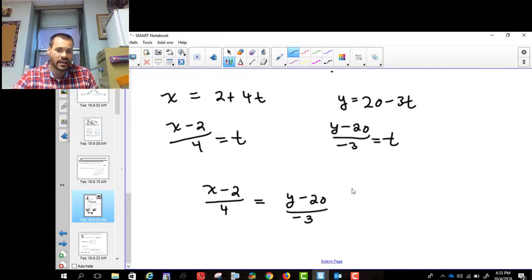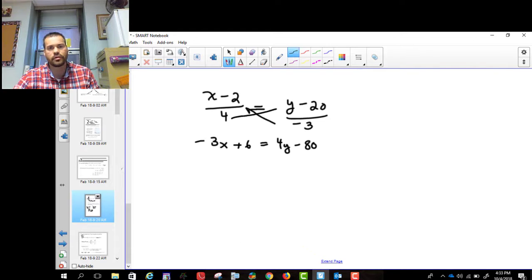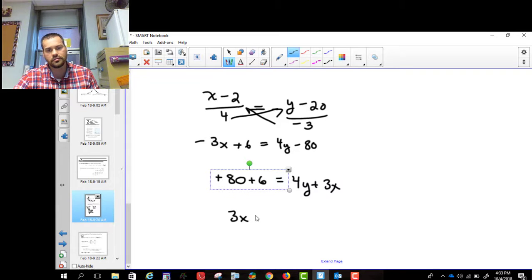That is technically the form of a Cartesian equation because it's x and y, but it looks a little funny. So we multiply the -3 up there: -3x + 6 = 4y - 80. If we multiply the 4 up there, and then you can solve that by going -80 comes over and becomes +80, plus 6 is 86, so 4y + 3x. And so you can get your Cartesian equation by saying 3x + 4y = 86. So that's your Cartesian equation.